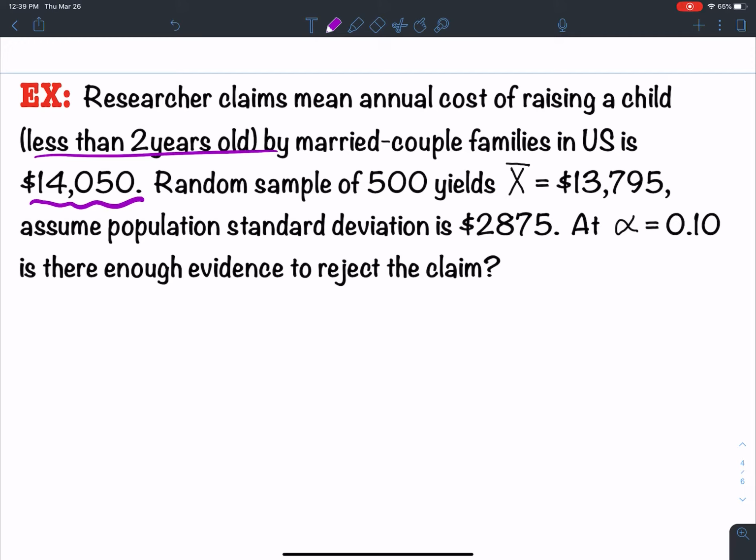I think this data was collected in 2016. Random sample of 500 people. So you go out and you ask 500 people how much you spend on your kids if your kid's less than 2 years old. It's married couples. The average amount of money was $13,795. Assume the population standard deviation of 2875. Well, at alpha 0.1, is there enough evidence to reject the claim?